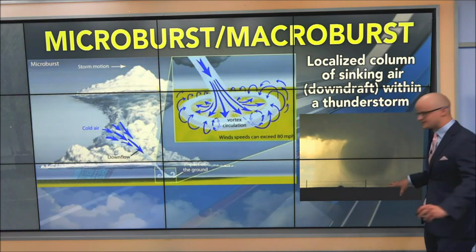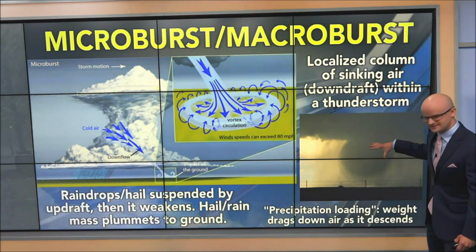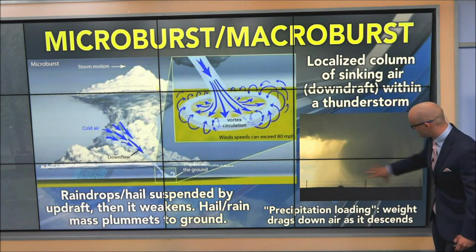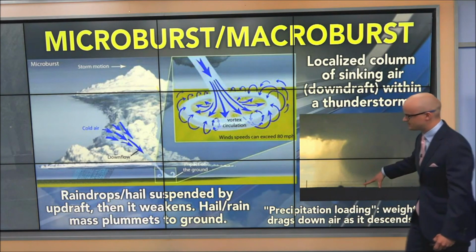it impacts the ground and spreads out in all directions, and at that epicenter point is where the winds are the strongest. You can kind of see with this picture that mass of rain and hail coming down from the thunderstorm cloud and about to impact the ground.